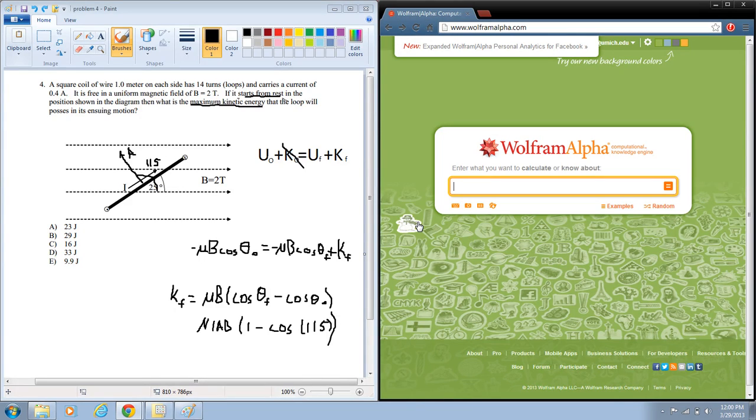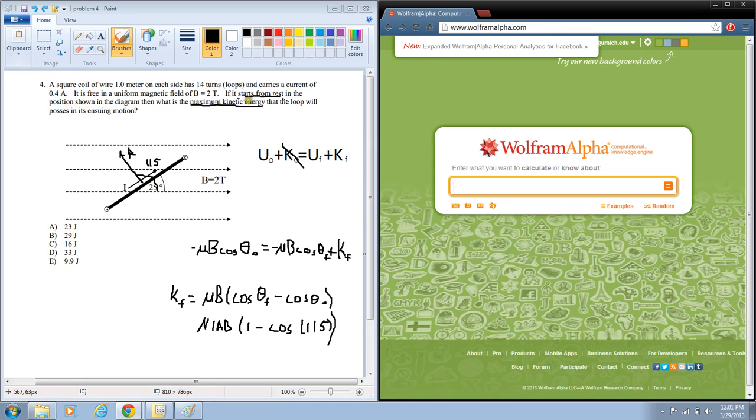Alright, so I've been assigned problem 4, which is a square coil of wire 1 meter on each side has 14 turns, loops, and carries a current of 0.4 amps. It is free in a uniform magnetic field of B equals 2 Tesla, and if it starts from rest, which is a key term in this question, in the position shown in the diagram, then what is the maximum kinetic energy, another key term, that the loop will possess in its ensuing motion?